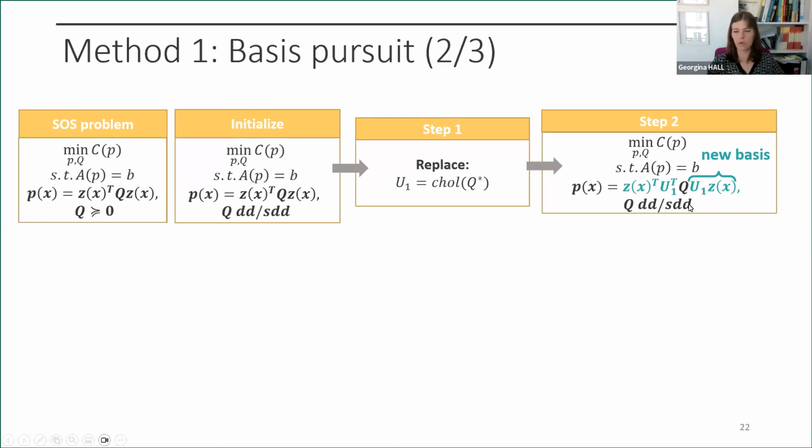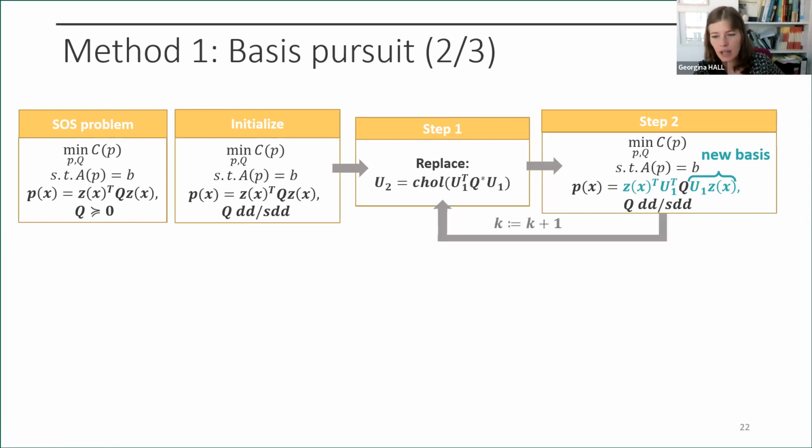Now, what do we know here? We know that we're bound to recover at least the optimal solution to the previous problem. Why? Because if I take Q equals identity, I get U1 transpose U1, which, from the definition of a Cholesky decomposition, is exactly Q star. So I recover the solution to the previous optimization problem. But of course, I don't need to take Q equals identity. I can take something much nicer. I improve at each iteration by giving myself the freedom to take Q diagonally dominant or scaled diagonally dominant. And then I repeat the process.